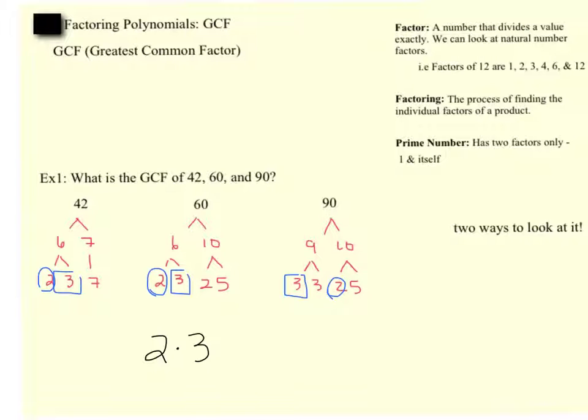Now I look at the 7. None of the other numbers, 60 nor 90, have a 7, so 7 will not be a part of my greatest common factor. I now move over to the factors of the 60. That has a 2, but since 42 doesn't have any more 2s, it's not part of the greatest common factor. We can also see that this has a 5, and while this does have a 5, they don't all have a 5, therefore it's not part of it. Neither is this 3. And so the greatest common factor between 42, 60, and 90 is 6.